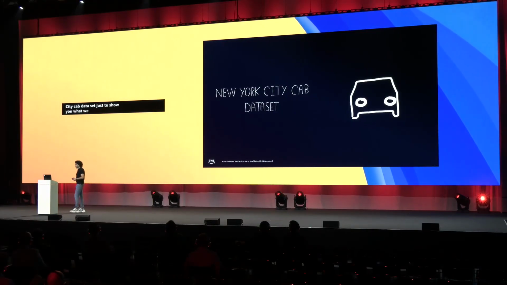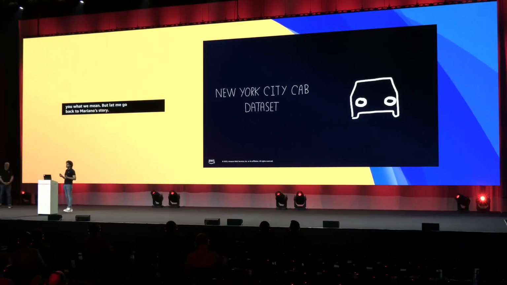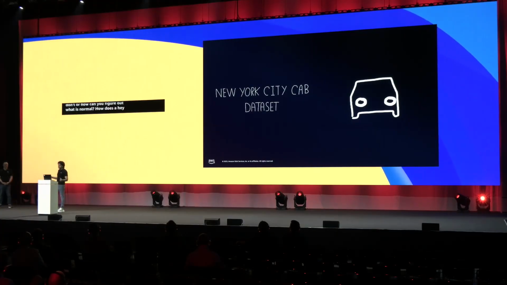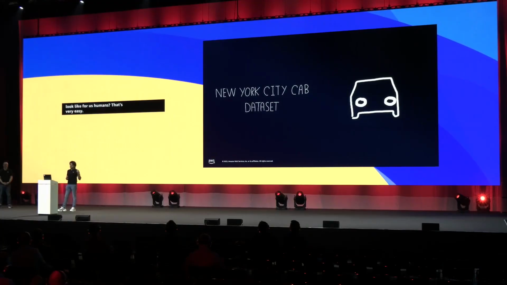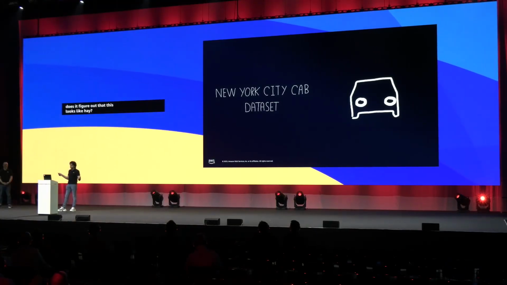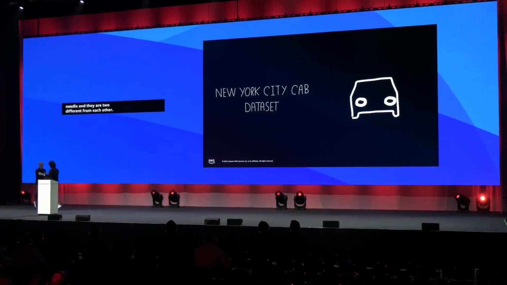But let me go back to Mariano's story. How can you figure out what is normal? How does hay look like and how does a needle look like? For us humans, that's very easy. But for a model, how does it figure out that this looks like hay and this is a needle and they are different from each other? Mariano, do you want to show us how? Absolutely, I'm glad you asked.